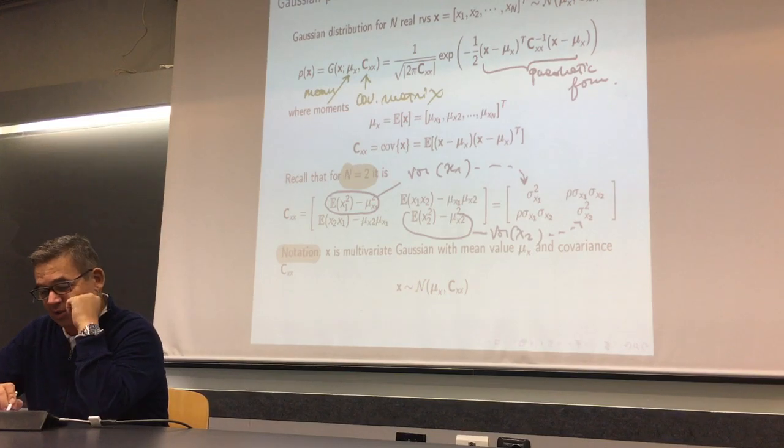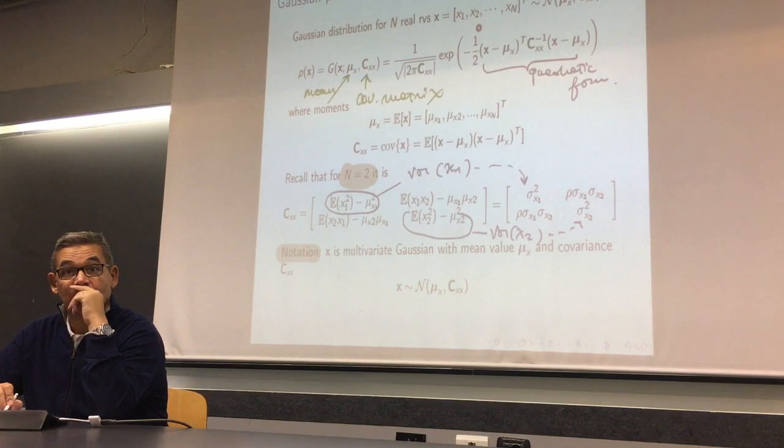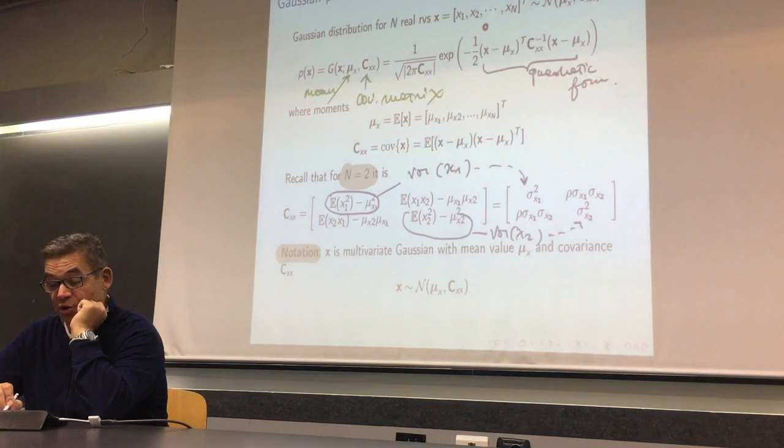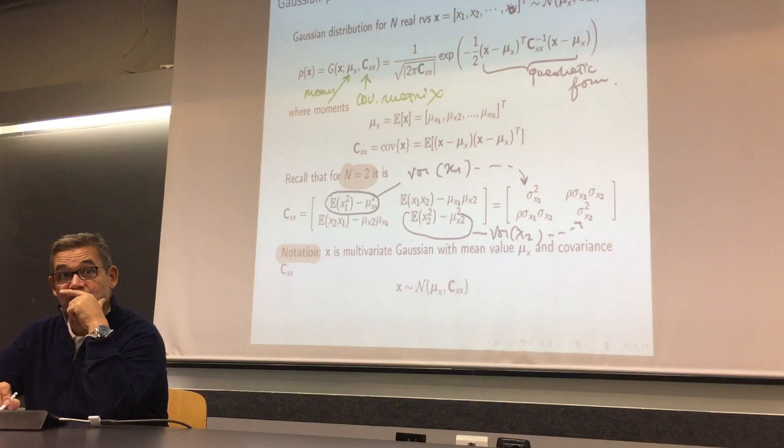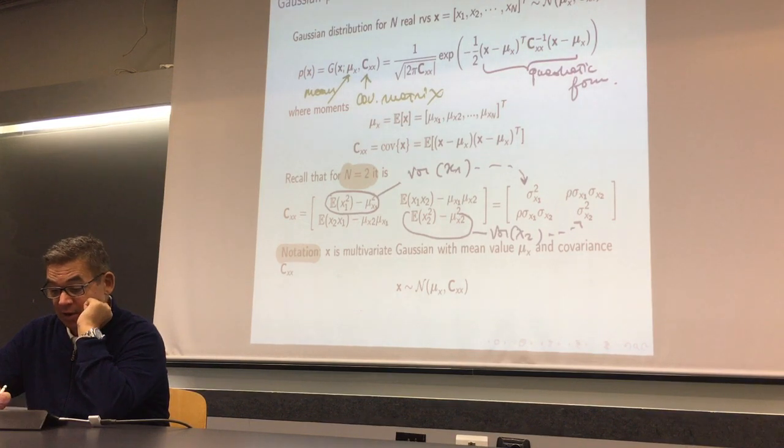A set of n random variables. These n random variables are jointly Gaussian, so the joint probability is jointly Gaussian. We indicate it in this way: we say that this set of n random variables behaves as normal, so it's Gaussian, with a certain mean value, which is mu x, and with a certain covariance matrix, which is C_XX. This is the compact way, okay?